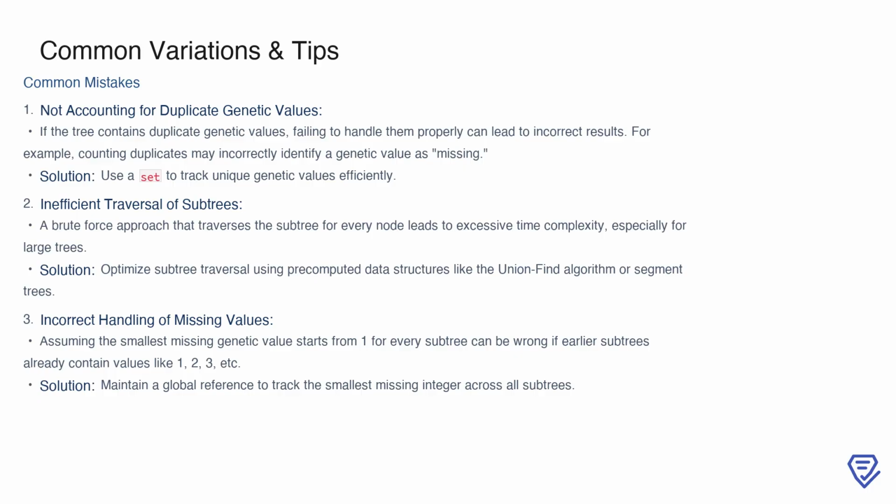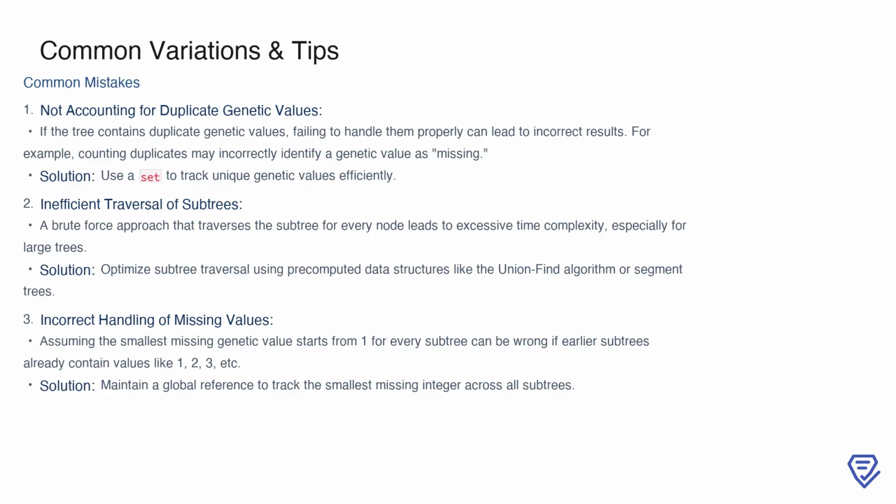Lastly, some solutions fail to handle missing values correctly. For example, it's incorrect to assume that the smallest missing genetic value always starts at 1 for every subtree, as earlier subtrees may already contain values like 1, 2, and 3. To prevent this, maintain a global reference that tracks the smallest missing integer across all subtrees, ensuring the solution is accurate and consistent.